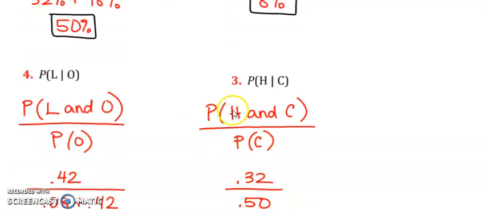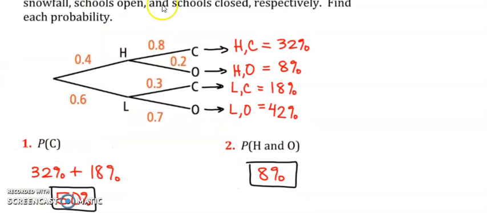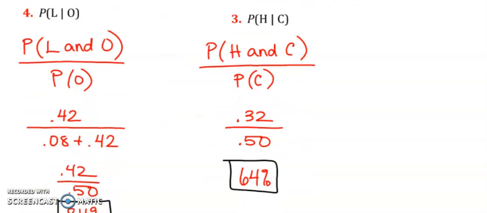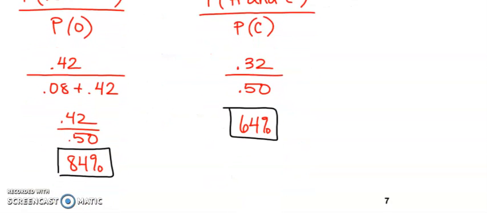And then it says, what is the probability of both heavy snowfall and school closures? So heavy snowfall here, school closure here. I'm following this branch path. That would be 32% of the time. So we have 32% divided by 50%. We go straight to our calcs and we would get 64% there. So that is the culmination now of the tree diagrams.